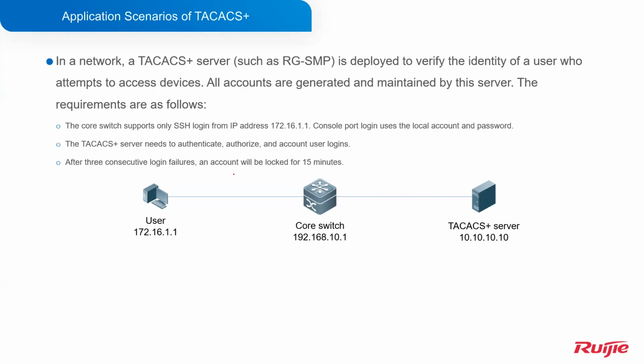Right? The courseware supports only SSH. If we want this device to only support SSH, so maybe we should disable some other protocols. Right? From IP address 172.16.101. So here is another limitation. Only allow SSH login from a specific IP address. So maybe here we need to use the ACL to control this.